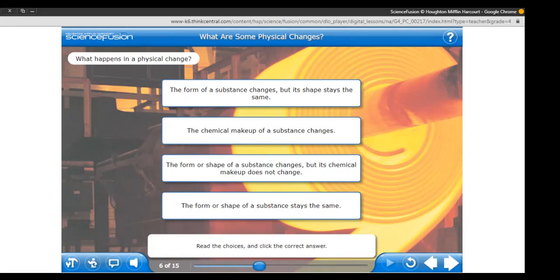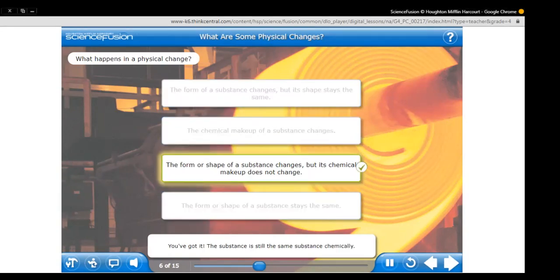The first answer is right. The form of a substance changes, but its shape stays the same. No. It is a physical change, so we can forget about the first answer. What do you think about the second one? The chemical makeup of a substance changes. Do you think so? No. Okay, forget about the second one. The form or shape of a substance changes, but its chemical makeup does not change. Yes, this third one.